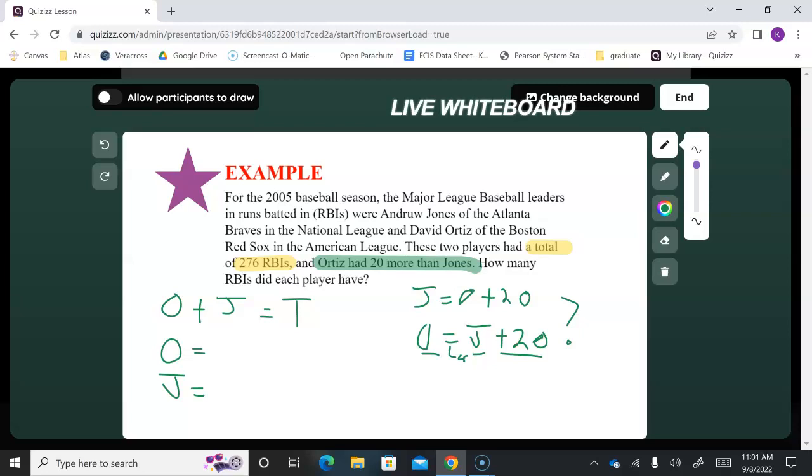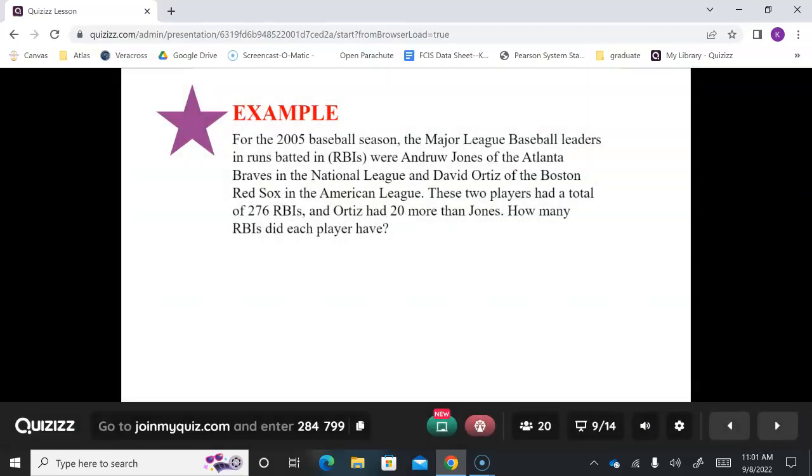So, Ortiz is in terms of Jones. Okay? Jones plus 20 gives me Ortiz. All right? Now, what I'm going to do is I want to break this down into one variable. So what I want you to do is I'm using the variable x. X represents Jones. Okay?